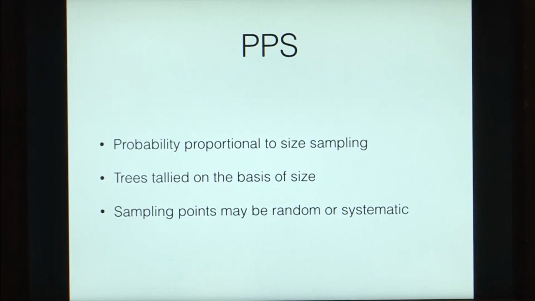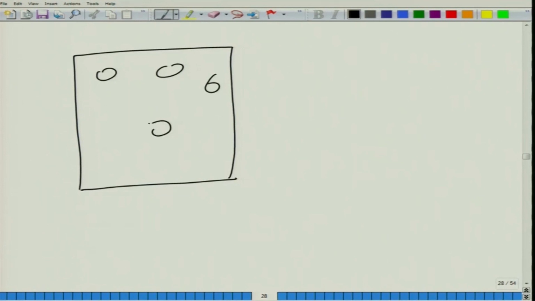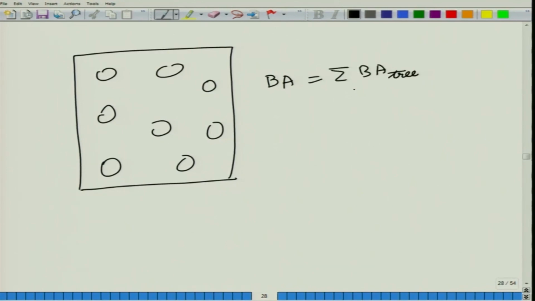When we are talking about any sampling method, we generally do something like this. We define a sample plot, then we go through all the various trees in the sample plot, whatever their diameters be, and then we calculate the basal area as the sum of the basal areas of all the trees divided by the plot area. So, this is how we define the basal area of the stand.